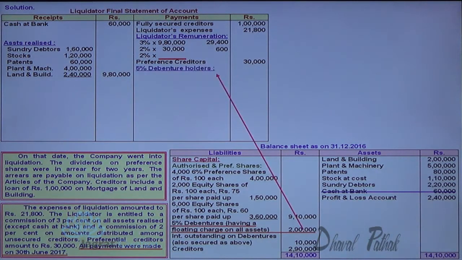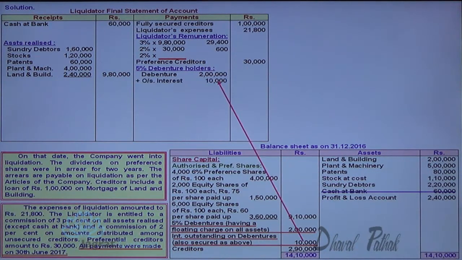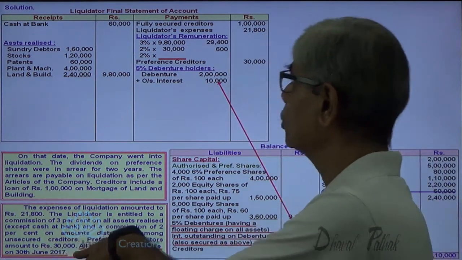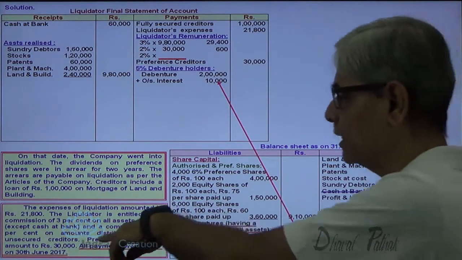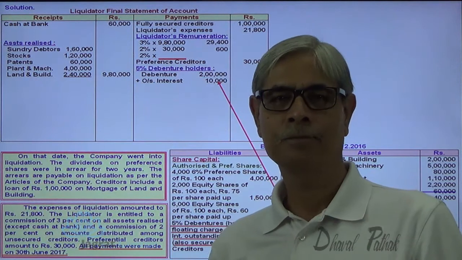So 2 lakhs is the face value of the debenture. Outstanding interest till the date of liquidation is 10,000. They are paid on 30th June. So this is 31st December and payment is made on 30th June. Should we pay them 6 months interest?